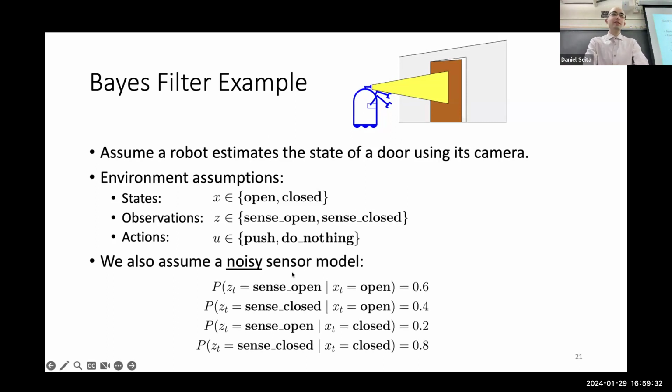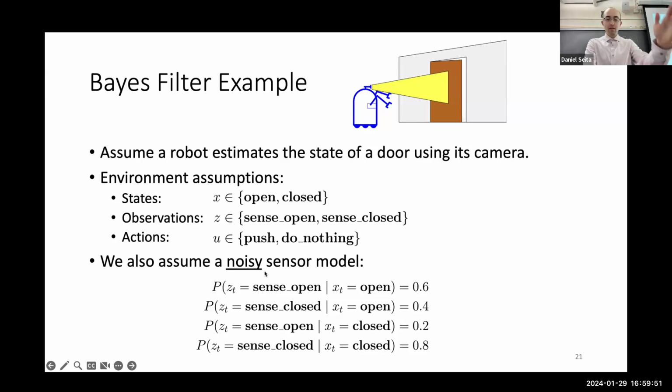Or the robot can do nothing. And to make things interesting, because usually for Bayes filters, you have to assume that there's some noise in your sensor, which is basically always true in the real world. So we'll have a noisy sensor model.